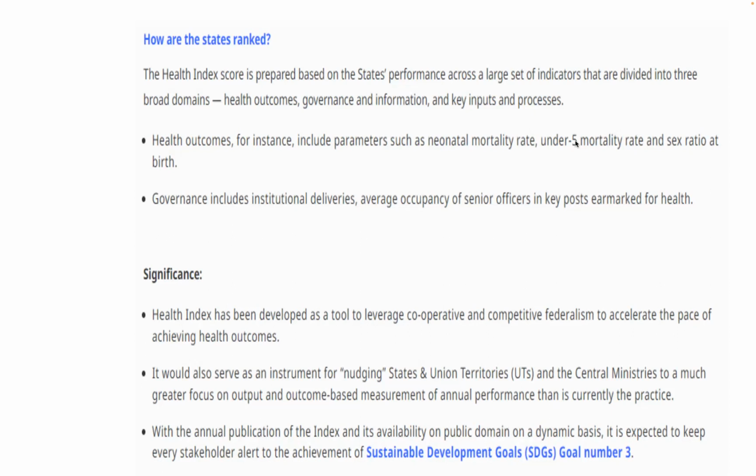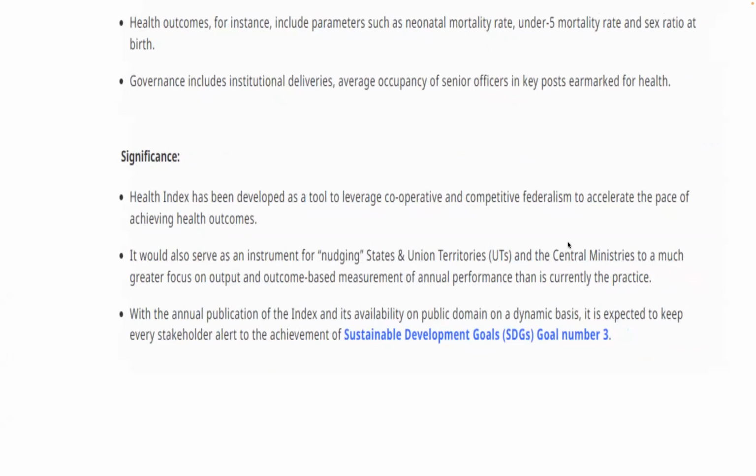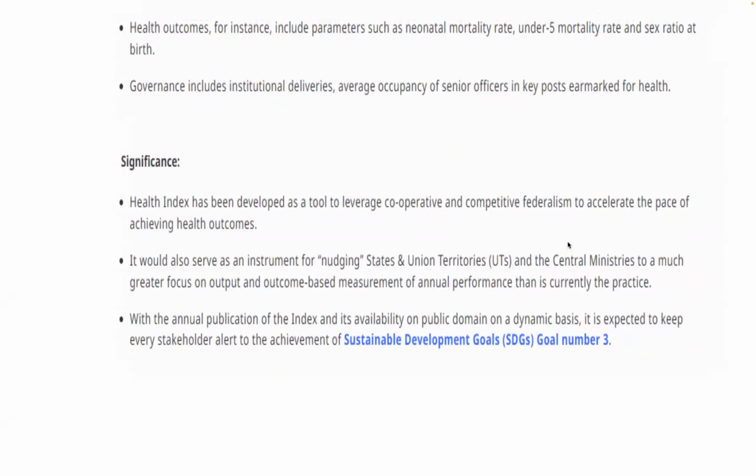With the annual publication of the index and its availability in the public domain on a dynamic basis, it is expected to keep every stakeholder alert to the achievement of SDG goal number 3. Here it comes, Sustainable Development Goals, goal number 3. I think this is health. This is talking about good and better health for all.